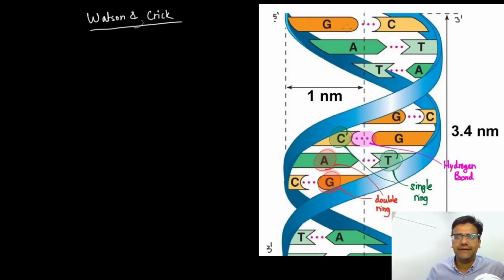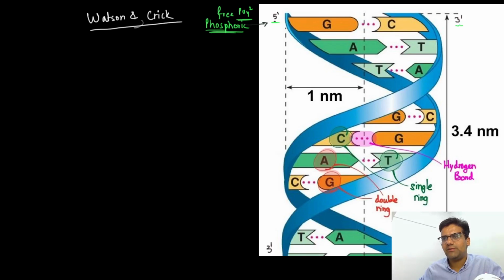On the 5' end of the DNA, there is always a free phosphoric group. So on the 5' end of the deoxyribose sugar, there is phosphoric acid which is free. Free PO4 2 negative is present on the 5' end, whereas on the 3' end, the hydroxyl group is free. How these are free, we will talk about later on.